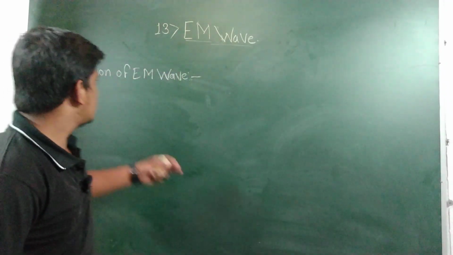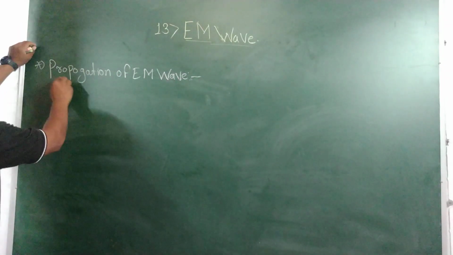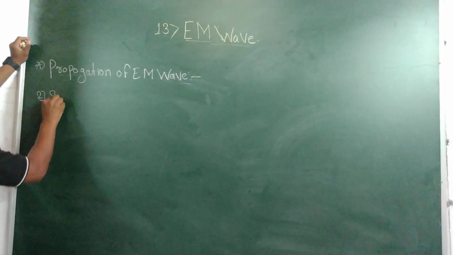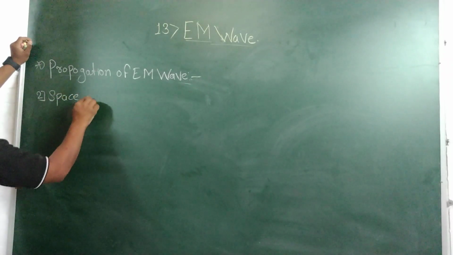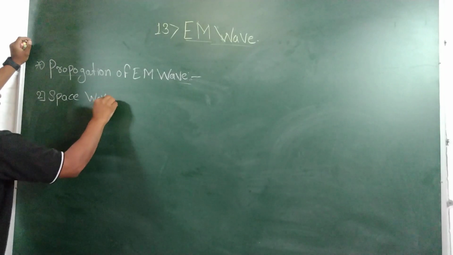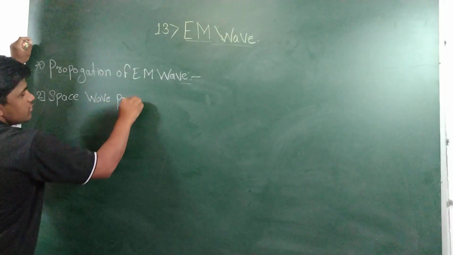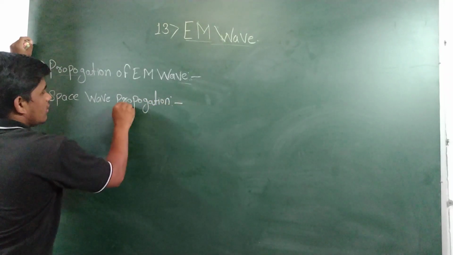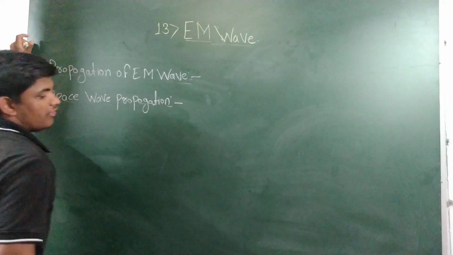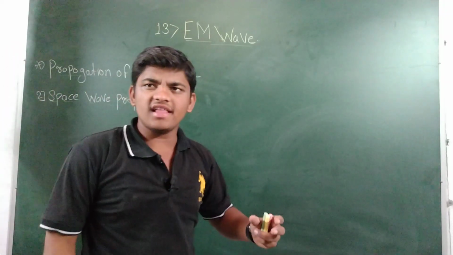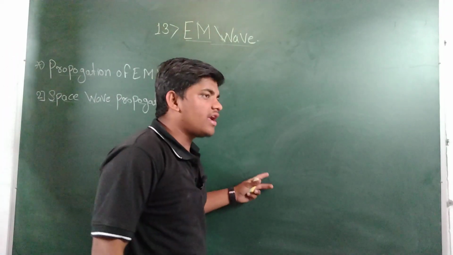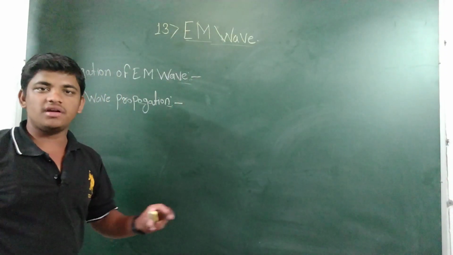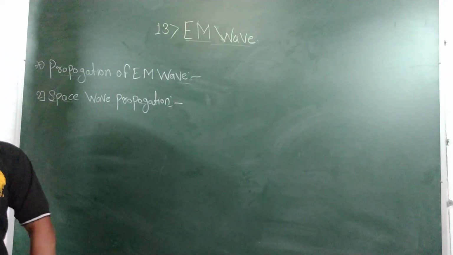In this lecture we discuss the second type of propagation of the electromagnetic wave, that is space wave propagation. In the previous lectures we discussed ground wave propagation, where the frequency is less than 2 megahertz, and there are some limitations on the uses of that propagation.